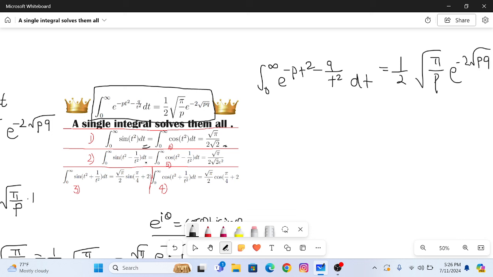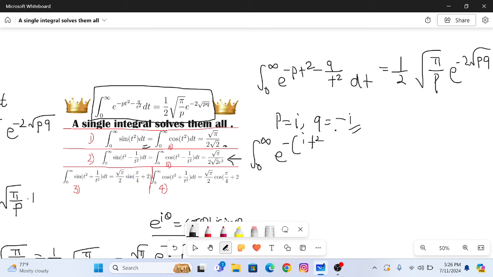Now to get these two integrals, we can put p as i and q as minus i. Let us do that and see what happens. Integral from 0 to infinity of e to the power, if I take minus common, this will be i times t square.